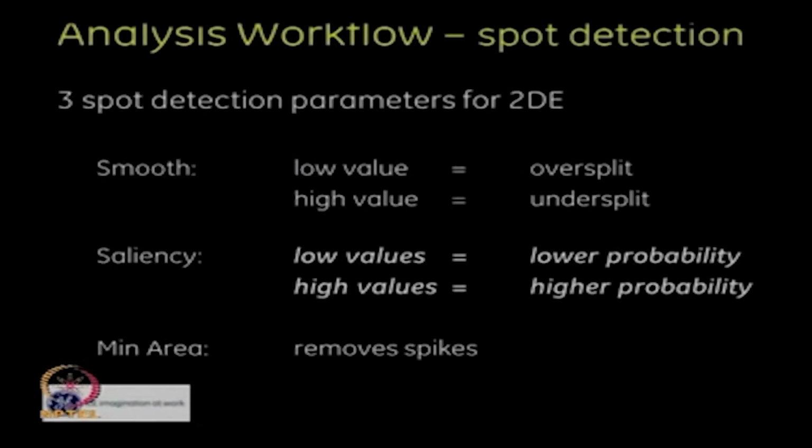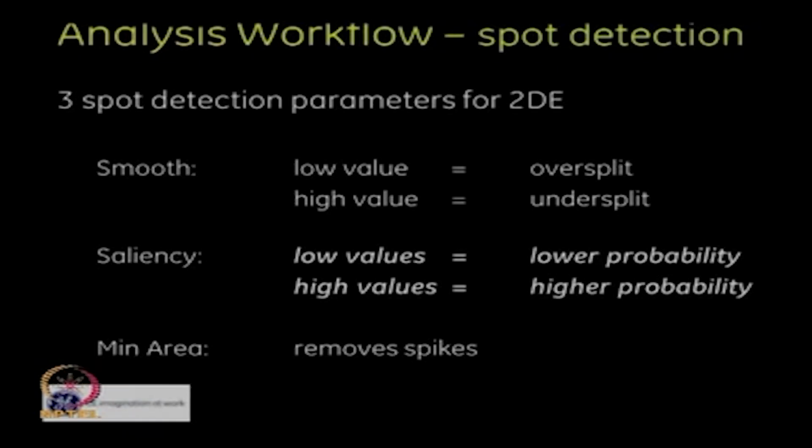In spot detection, there are three parameters it will give you. The first is smoothness. When you set a lower smoothness, it over-splits the spots, trying to split the spots as many as possible. When you give a high value, it under-splits. So one has to go through your image, see how it is splitting, and set that particular smoothness value.